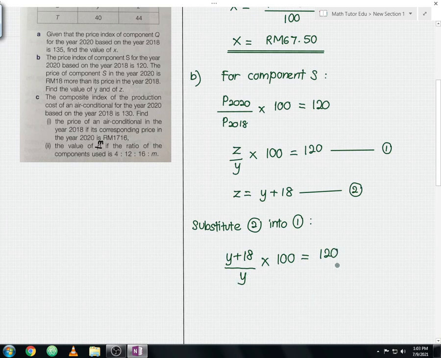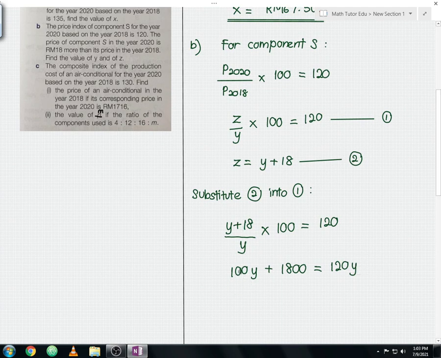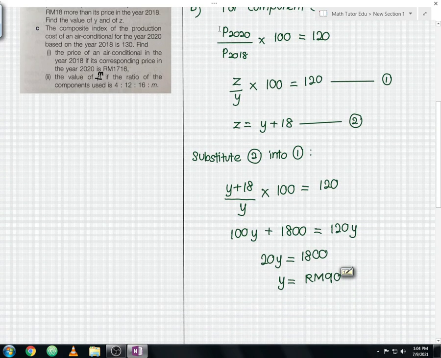For the next step, the Y you times with 120 and the 100 you times with Y plus 18. So from here you get 100Y plus 1800 equals 120Y. So this 100Y from the left hand side, you move it over to the right hand side, and then you shift the equation. So from here you should get 20Y equals 1800. You calculate this, you should get your Y equals RM90. So this is your first answer. Let me underline the first solution.